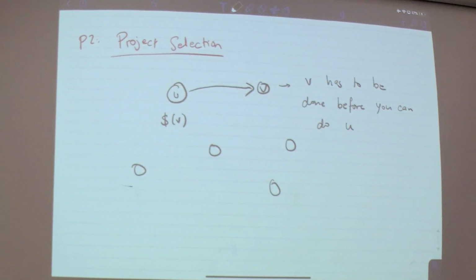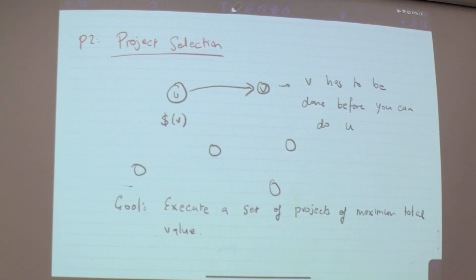My goal: execute a set of projects of maximum total value, while keeping in mind all the dependencies. Okay? So it's a selection problem. I'm not going to execute all the projects, only some of them. Right? And I would like to choose all the ones that have high value.